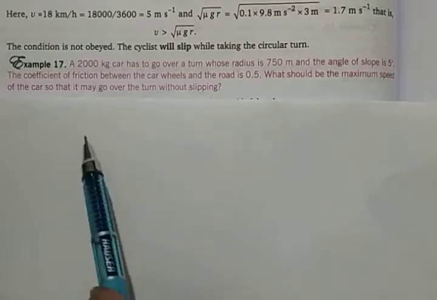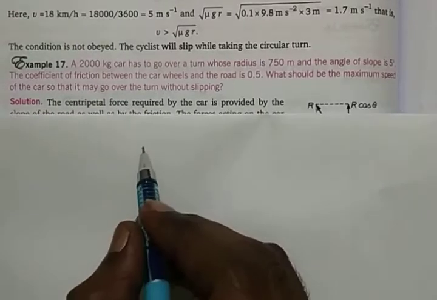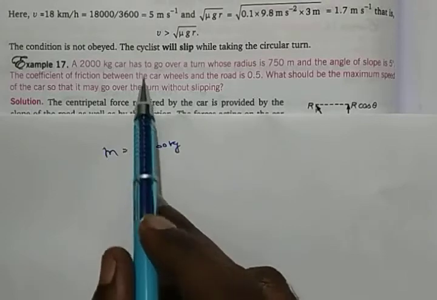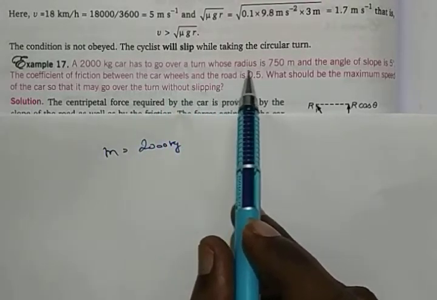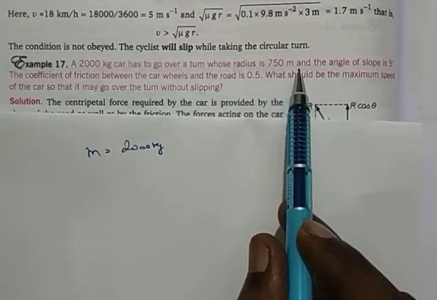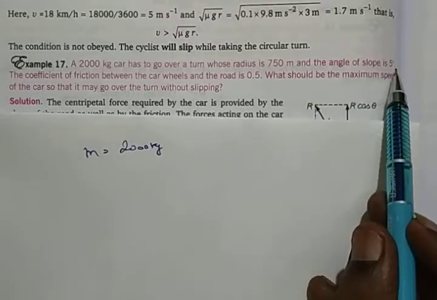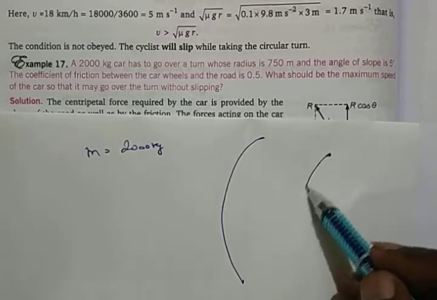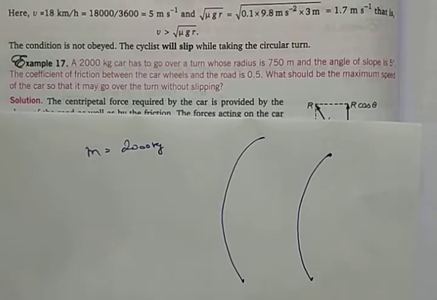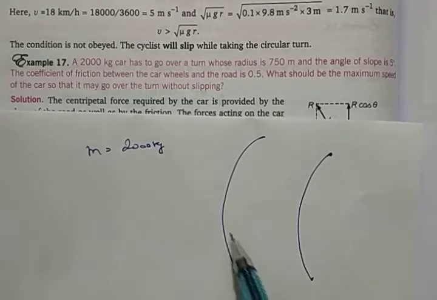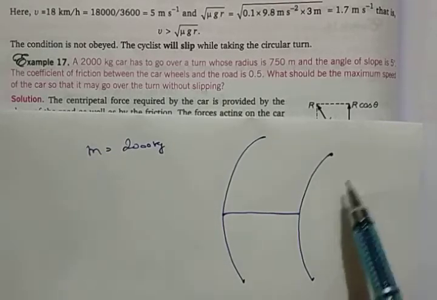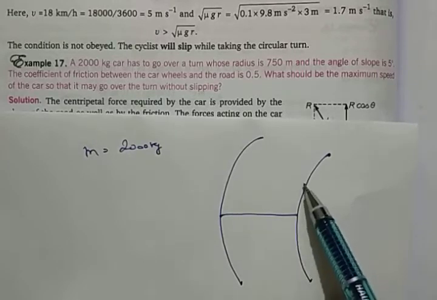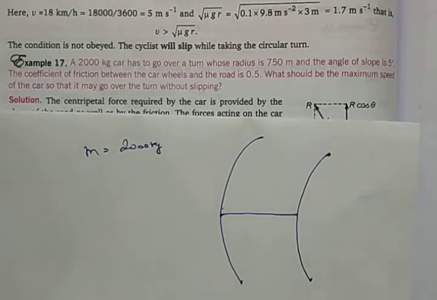Question number 17, it says, a car of 2000 kilograms, so this is the mass of the car, has to go over a turn whose radius is 750 meters and the angle of slope is 5 degrees. So this is a curved path. Now tell me which angle you will be doing the banking. The angle of slope is given as 5 degrees. That means the banked path you will put like this or you will put like this.